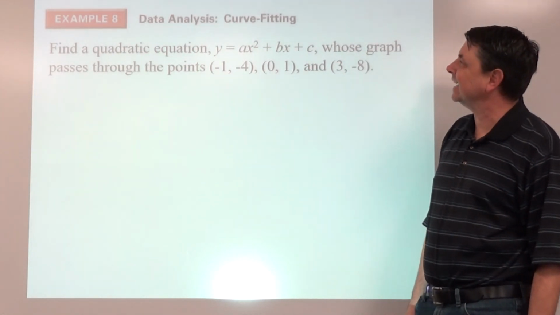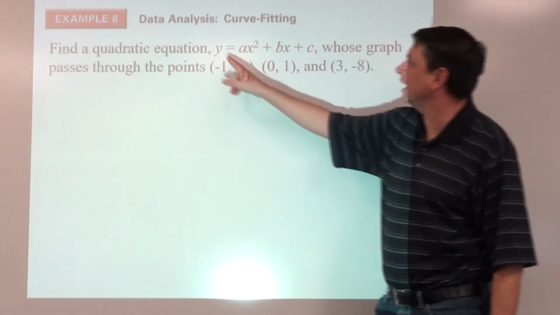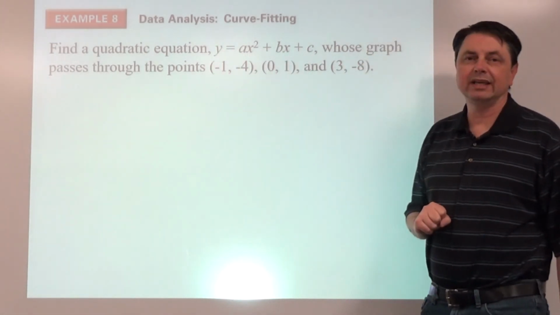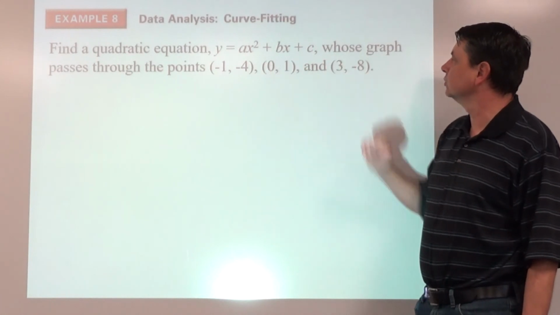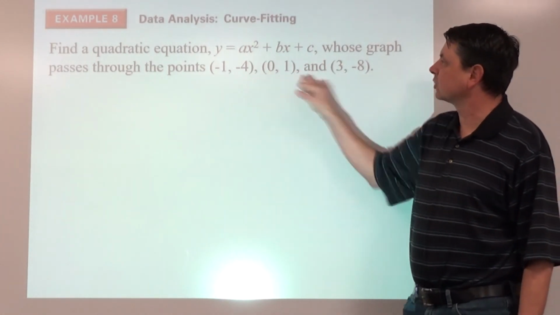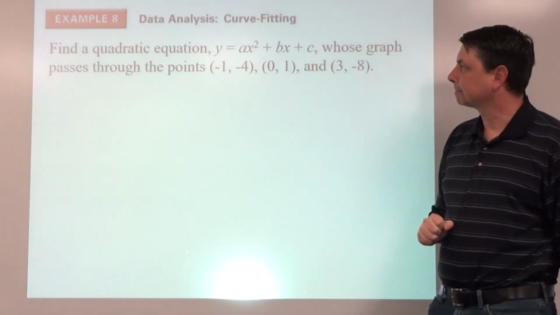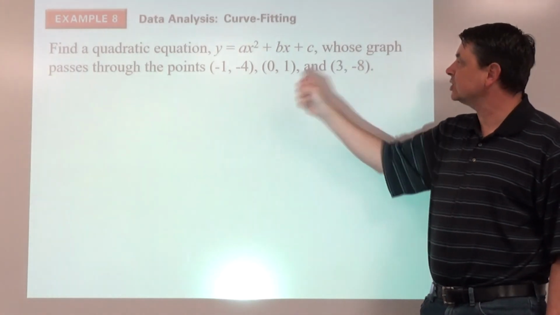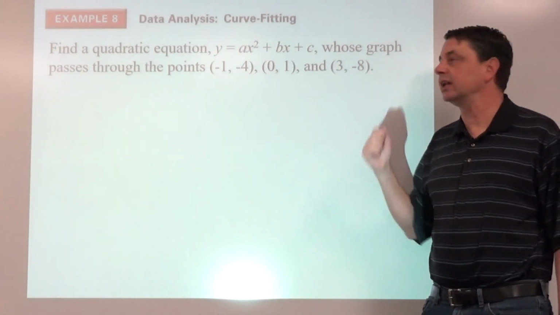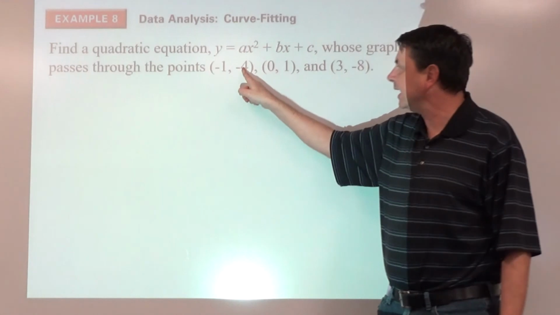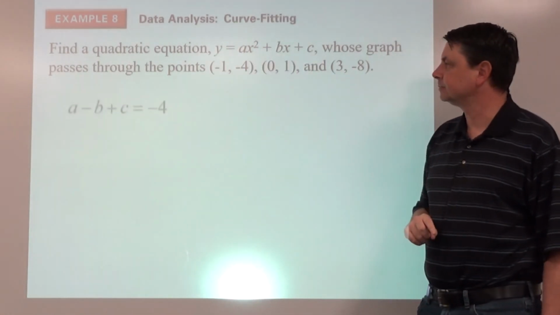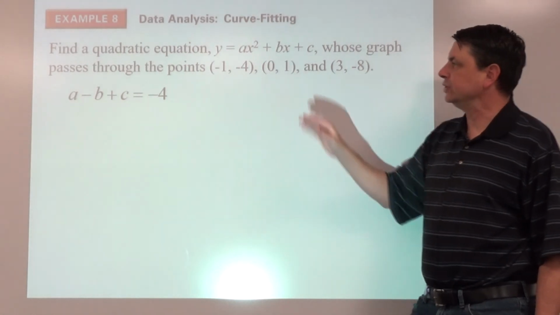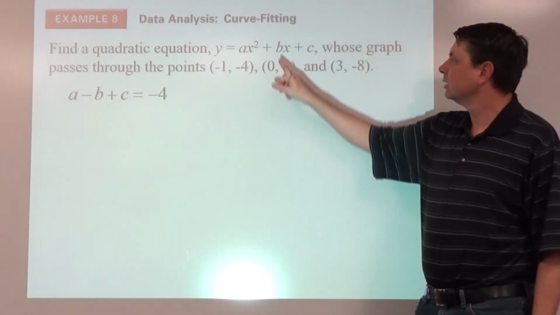Example 8, data analysis, curve fitting. We've got a parabola written in polynomial form, and these points are on the graph of the parabola. What's going to happen is each of these points is going to generate an equation. So we're going to replace x with negative 1. When we do that, this is our equation.